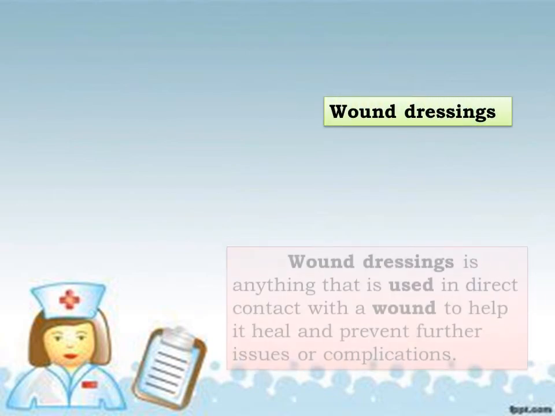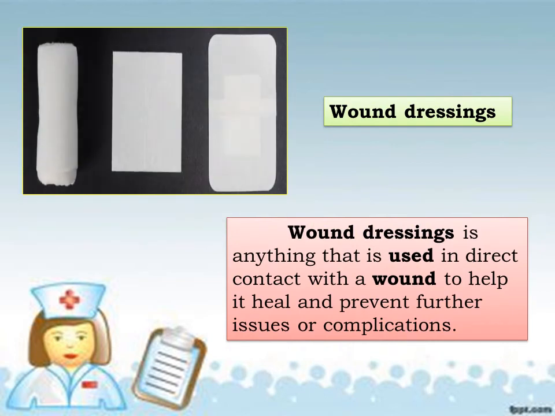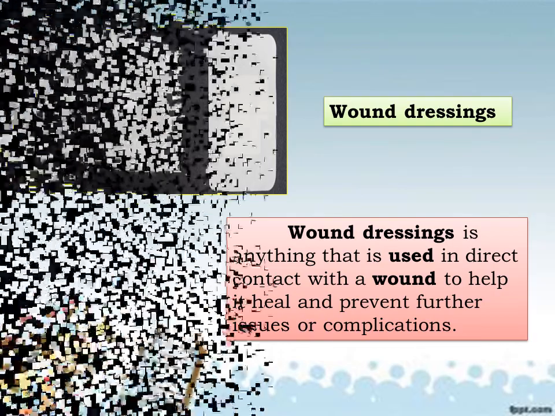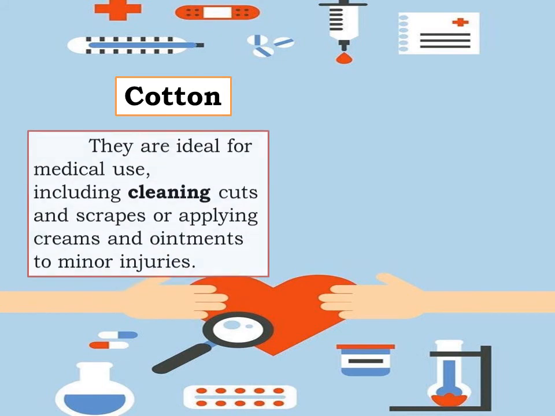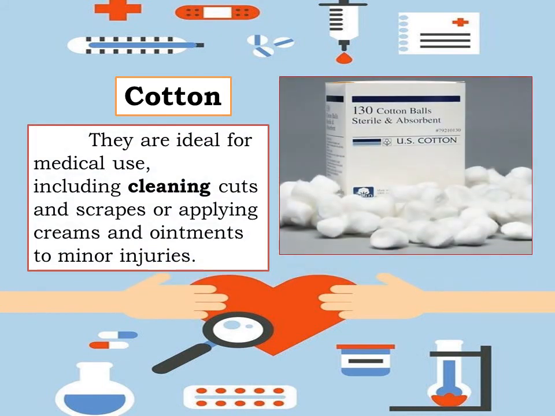Wound dressings. So, wound dressings is anything that is used in direct contact with the wound to help it heal and prevent further issues or complications. Next, we have cotton. So, cotton is ideal for medical use, including cleaning cuts and scrapes or applying creams and ointments to minor injuries.